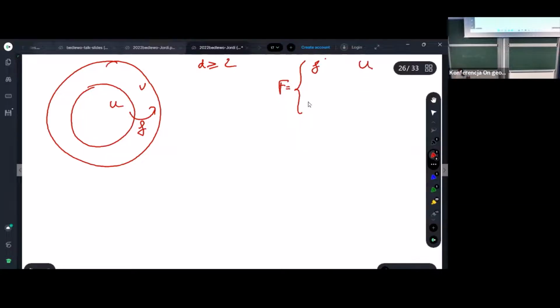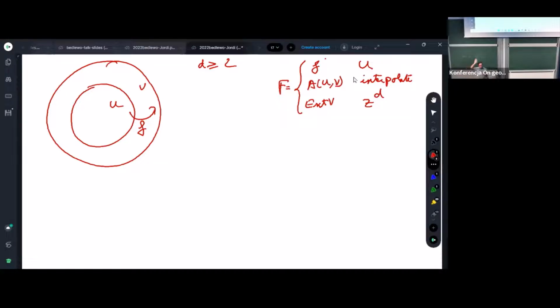In the exterior of V, you are going to use some Riemann maps, and you are going to put z to the power of D, okay? And in the annulus between U and V, you're going to interpolate. You're going to put some quasi-conformal map, which is going to be the interpolation. So that's essentially how you get to work with polynomial-like mappings.